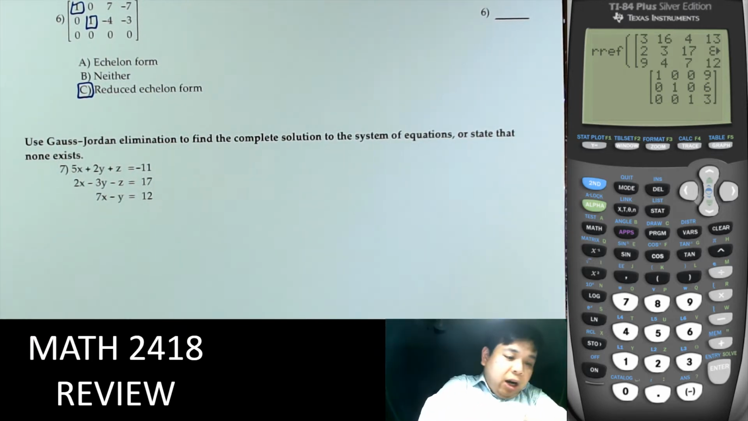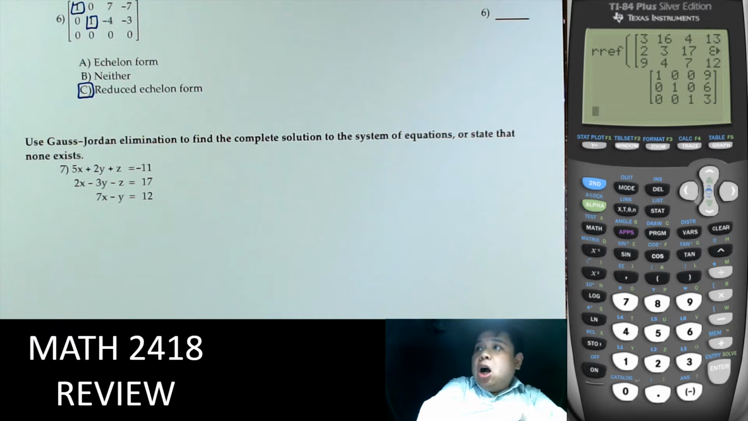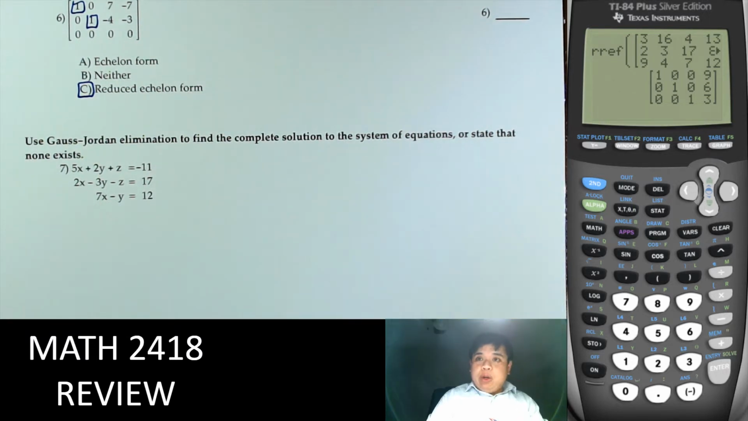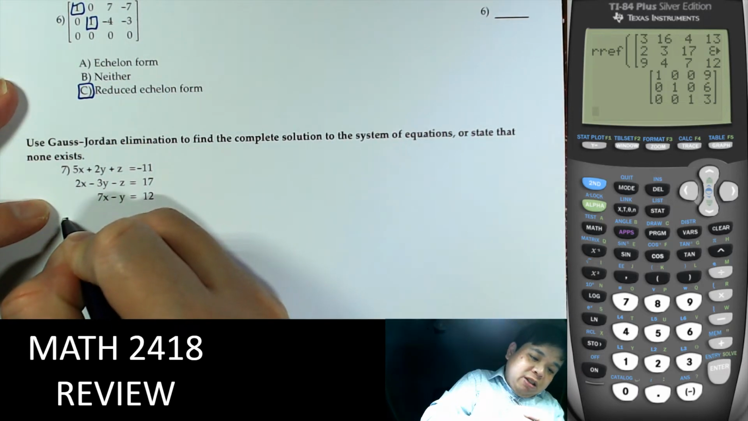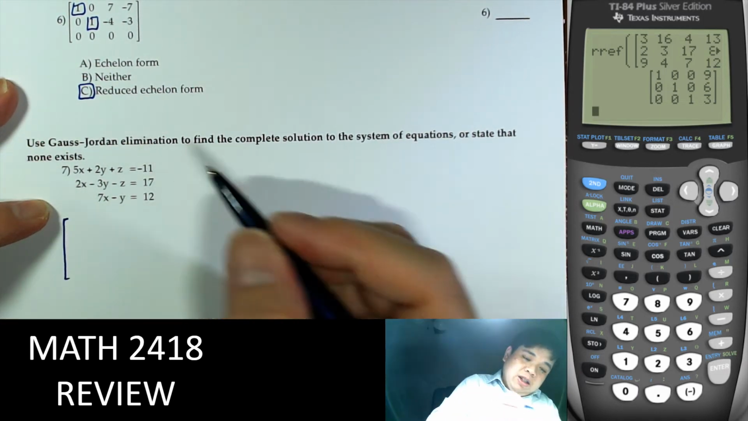Now, use Gauss-Jordan elimination to find the complete solution to the system or state that there's no solution. Right. So once again, this one we still use a calculator. There will be a problem where we do all of this by hand, but not on this one. On the test, I will specify which one you have to do by hand, but for now, just use a calculator.